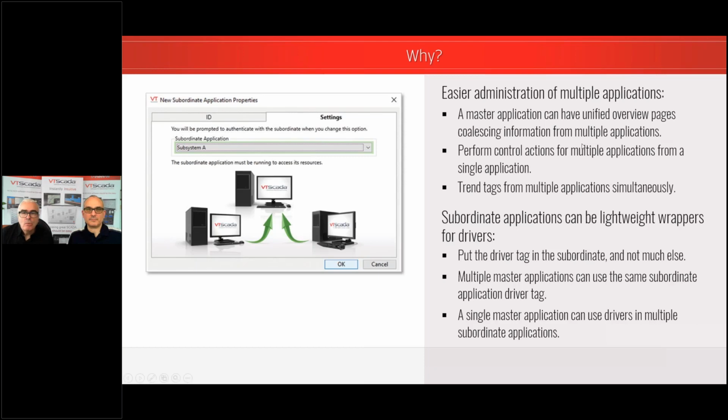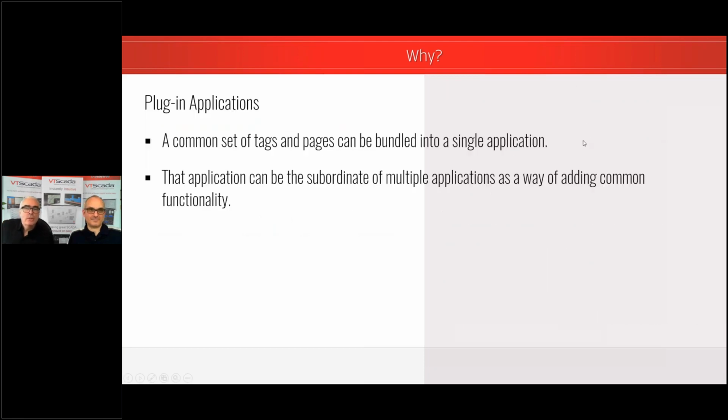So one last use case. This is probably the most unlikely use case, but it's also something that you might want to consider. If you have a set of tags and pages that are used broadly across all your applications, and you want to avoid duplicating the logic and the tag cost across all those applications, a good example might be weather information. Right. Using the JSON driver.